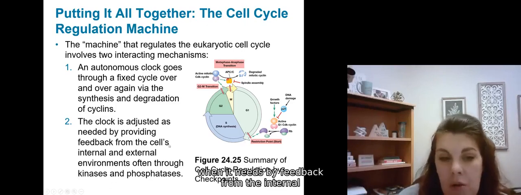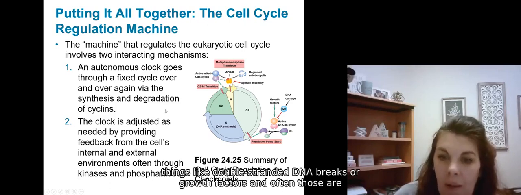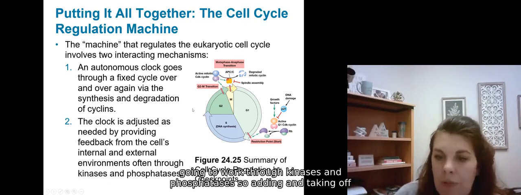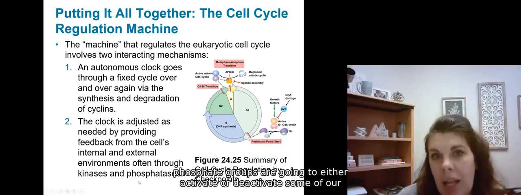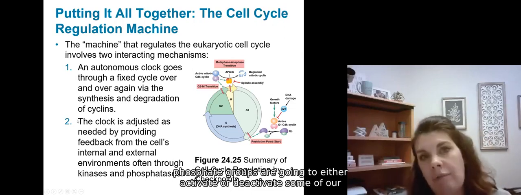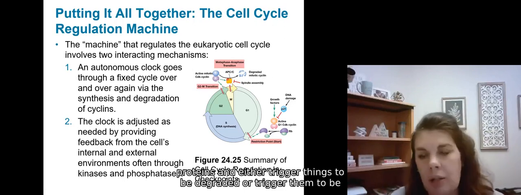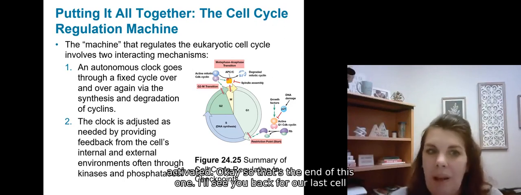And the clock can be adjusted when it needs by feedback from the internal and external environments, things like double-stranded DNA breaks or growth factors. And often those are going to work through kinases and phosphatases. So adding and taking off phosphate groups are going to either activate or deactivate some of our proteins and either trigger things to be degraded or trigger them to be activated.